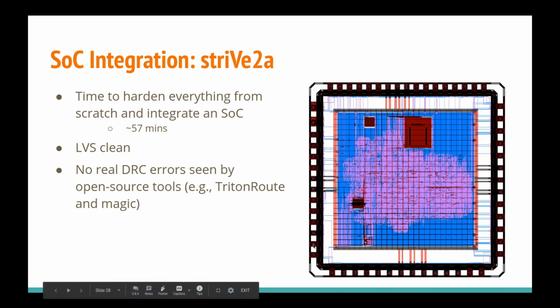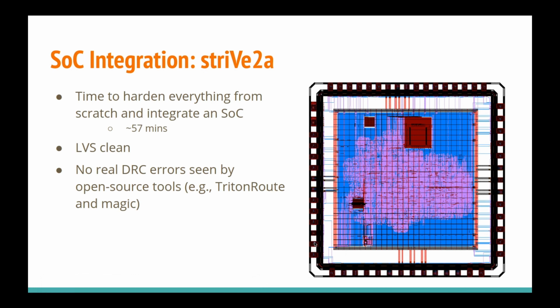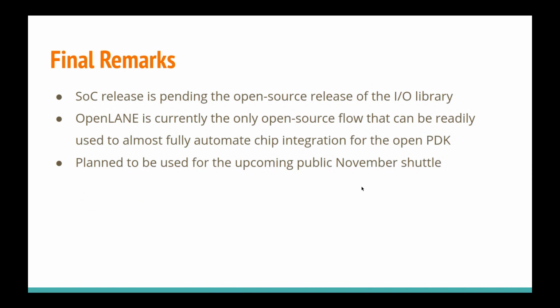The final layout is LVS clean, and there are no real DRC errors seen by open source tools. So TritonRoute reports 0 DRC errors. Magic doesn't report real DRC errors. So some final remarks are now in order. So we note that the SoC release alongside a sample chip, Strive 2A, is pending the open source release of the IO library, which should be happening soon.